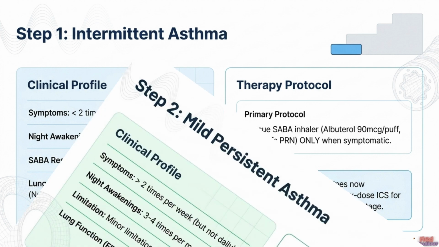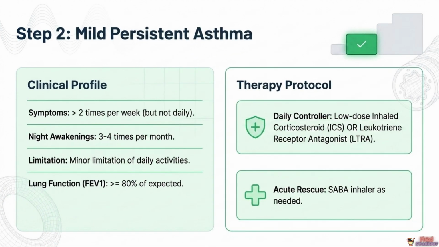Know it. Step 2 is mild persistent asthma. Here, symptoms have crossed the threshold of occurring more than twice per week, though not yet daily. Nocturnal awakenings occur 3 to 4 times per month. Daily activities are mildly limited, and FEV1 remains at or above 80% of predicted. This step marks a pivotal shift in management. You now introduce a daily controller medication because the persistence of symptoms signals ongoing airway inflammation that requires daily suppression. The preferred daily controller is a low-dose inhaled corticosteroid, budesonide or fluticasone, taken every day, regardless of symptoms.